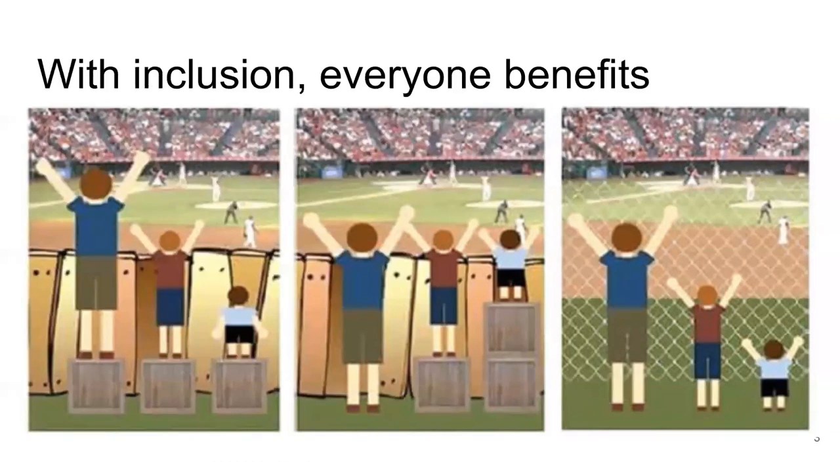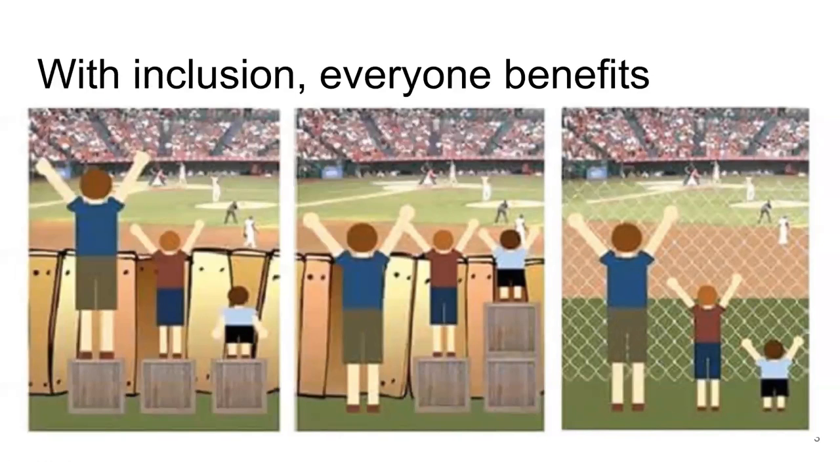So the resources have been distributed equally, but there's no equity in this access to the baseball game. The smallest child is not able to see what's going on. So then we have the second model, which is the traditional model of accommodation in higher education, where course resources are redistributed to provide equitable access.